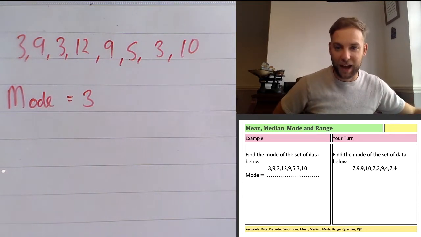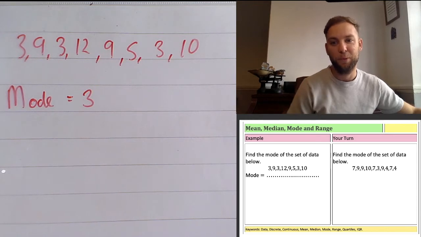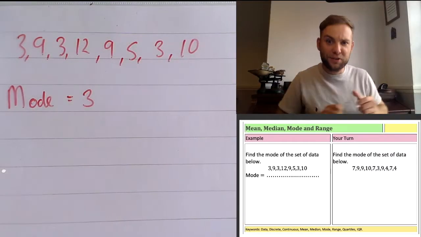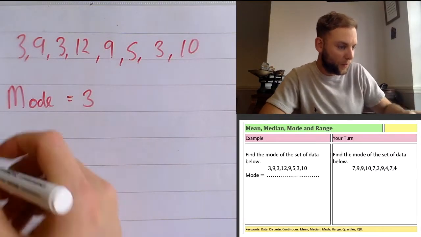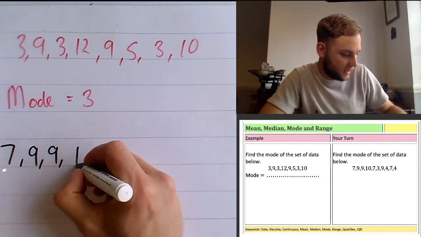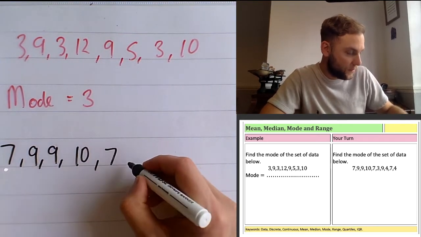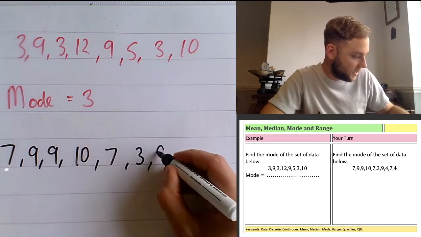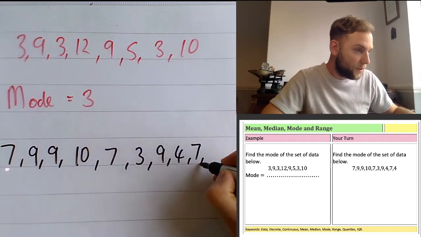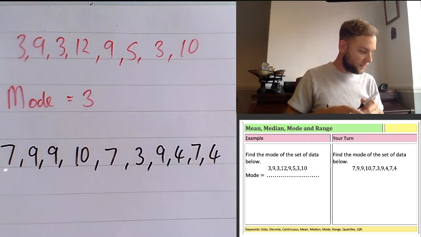So pause now. Again, there's a little trick in this next one, but do pause and see if you can work out what the mode is in this next one. Okay, what did you spot with that? So let's have a little look. So I've got 7, 9, 9, 10, 7, 3, 9, 4, 7, and 4.